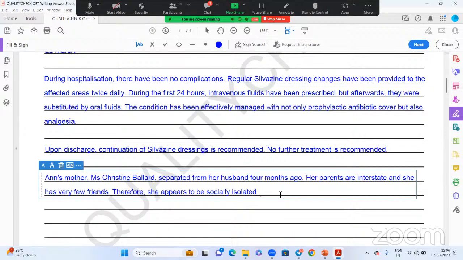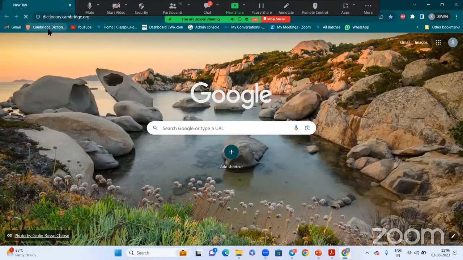Since the separation, additionally, she has financial constraints. Additionally, she has financial constraints. Now, constraints. What are these constraints? I gave a new word here. Now, what is this constraints?